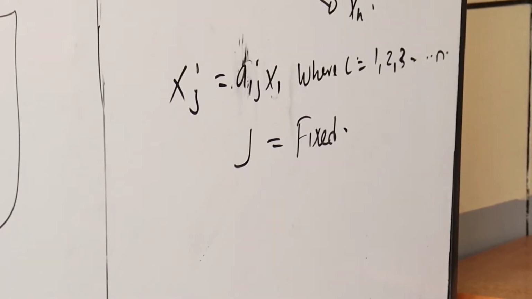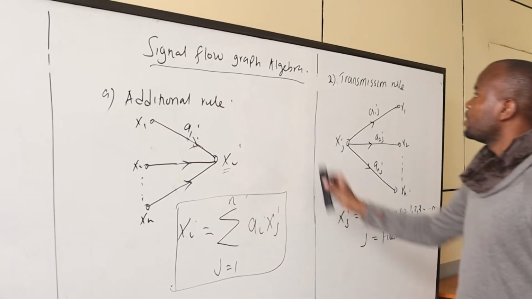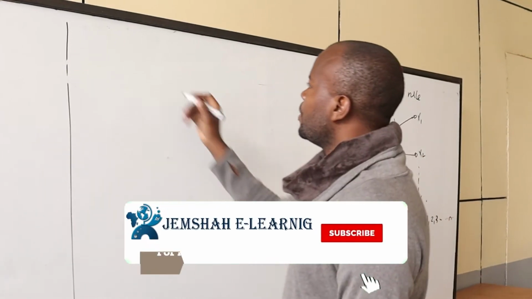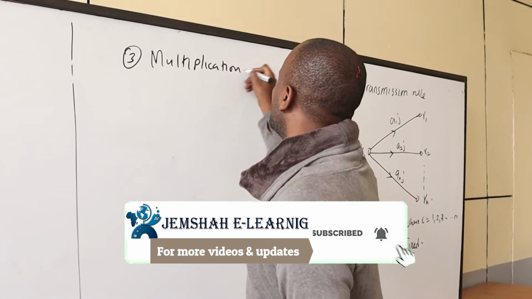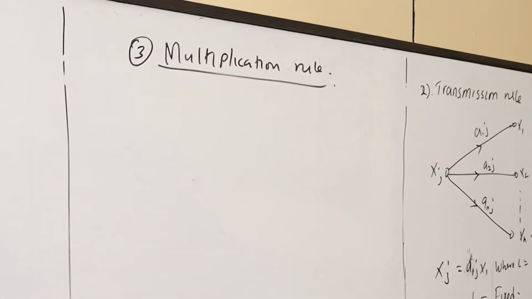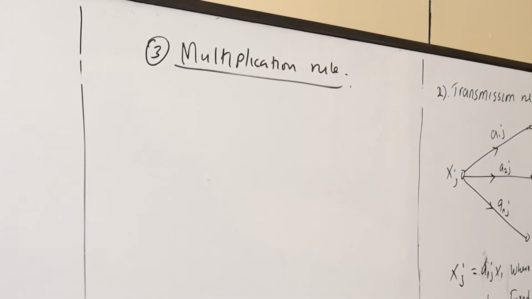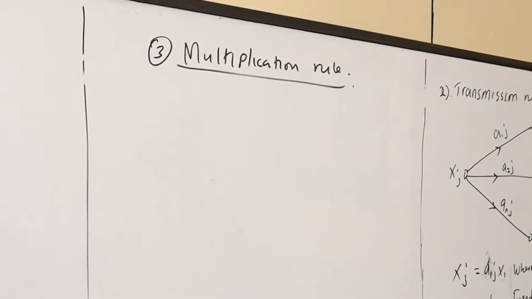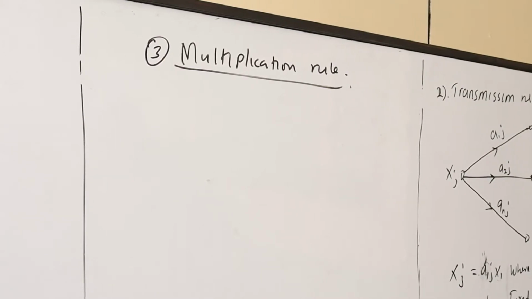Then we can talk about the third rule, which is what we refer to as the multiplication rule. When you talk about the multiplication rule, what we simply mean is that any series or cascade connection of branches that have transmittances, let's say A21, A31, A32, and the rest, can always be replaced by a single branch with a new transmittance that is equal to the product of the individual transmittances.